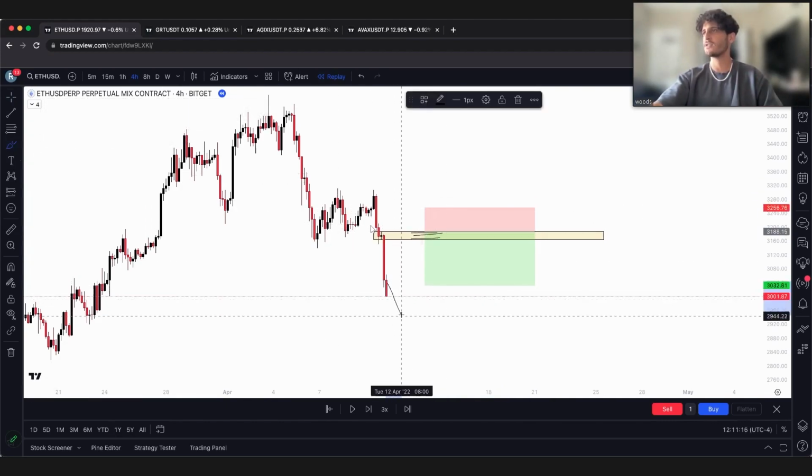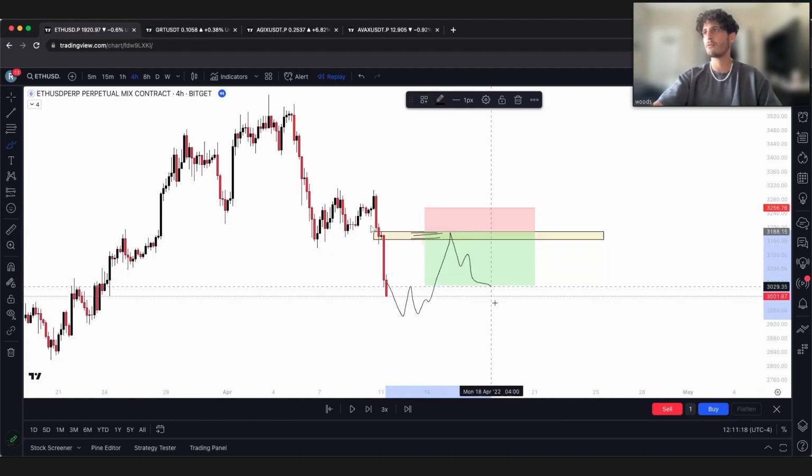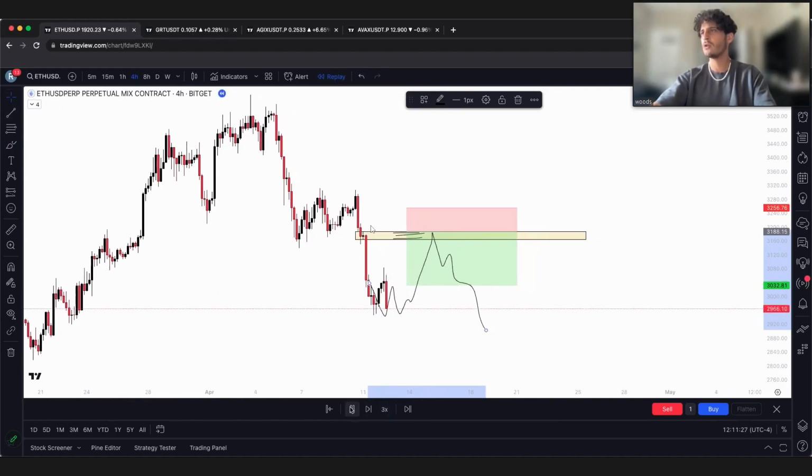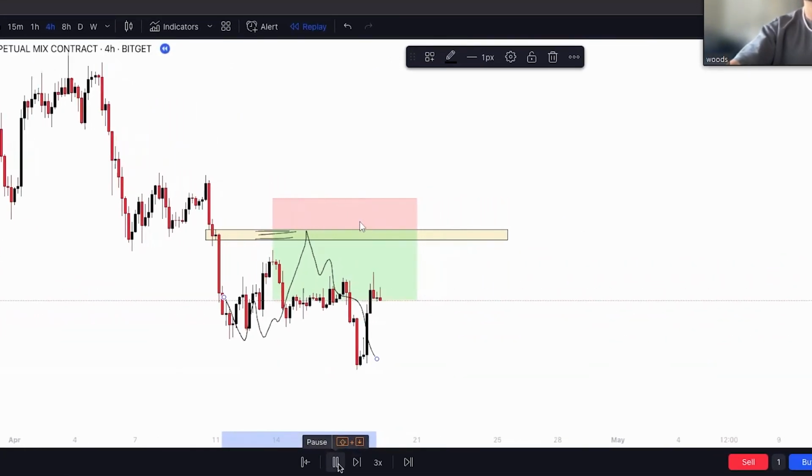So we're assuming a reaction like this. If it comes back up, we're assuming that it taps and rejects right after that. That's what we're looking at for a clean play. And obviously we know what happens in hindsight. So we're going to let the price action develop and see how it reacts when it comes to the zone. It's going to chop around.